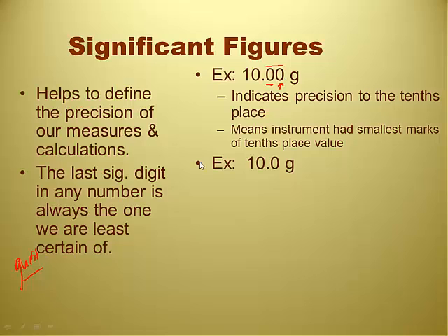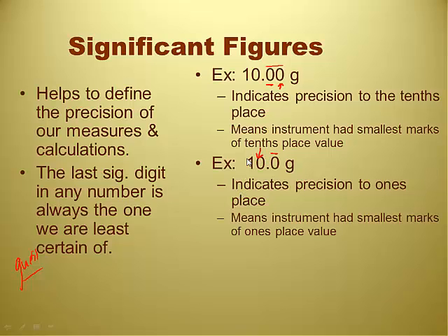So 10.0 grams tells me something a little bit different. 10.0 grams tells me that the tenths place value was my guess. So this balance actually costs less money, probably, because it's not as precise as the first one. It indicates precision to the ones place. So we are sure at this place value here. It means the instrument had its smallest markings in the ones place value.